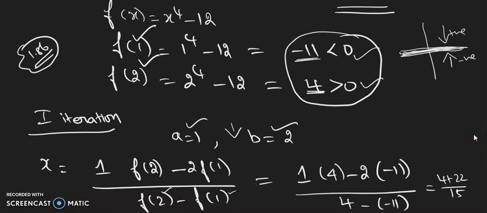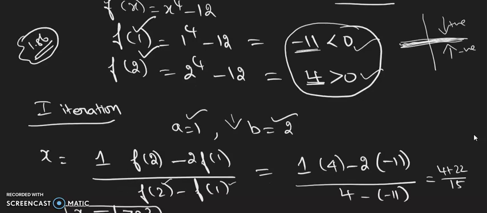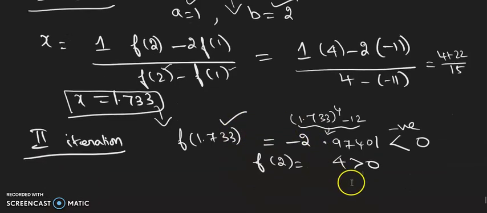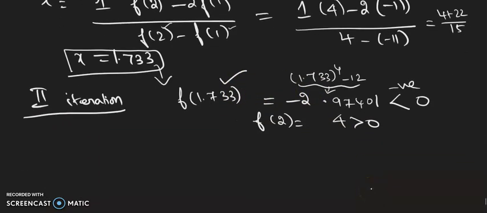Since I got a better value than 1, which is closer to the root, I will take this as my A, and for the second value I want one positive value. So f of 2 is 4, which is greater than 0. So my new A, or you can write A1, whatever it is, new A, is 1.733, and B remains the same.